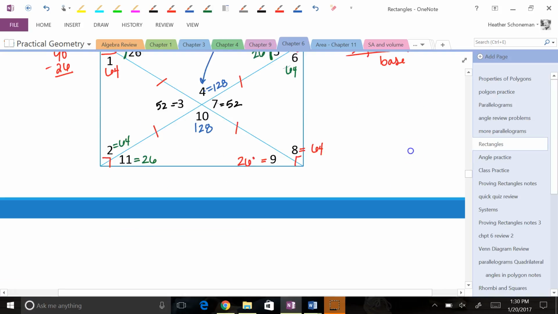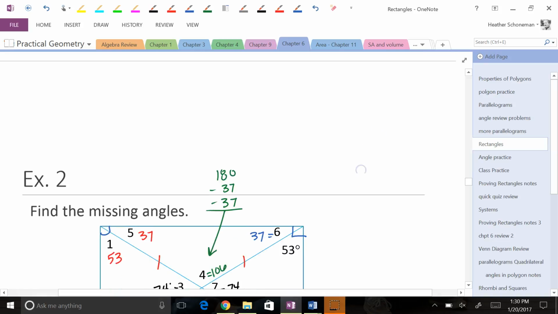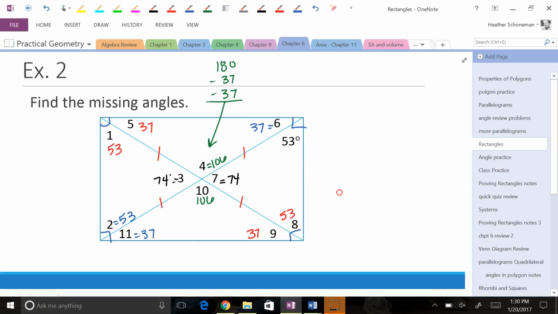Okay, let's see what you're able to get for example 2. In example 2, they started with this angle being 53. Because the corners are 90, you could figure out that 6 was 37. You could also do 2 and 11 because of alternate interior angles if you wanted to, but you didn't need to because you know at the top 5 and 6 have to be base angles, so they're congruent. So 5 is 37. 1 and 5 add to 90, so 1 is 53. 1 and 2 are base angles, so 2 is 53.